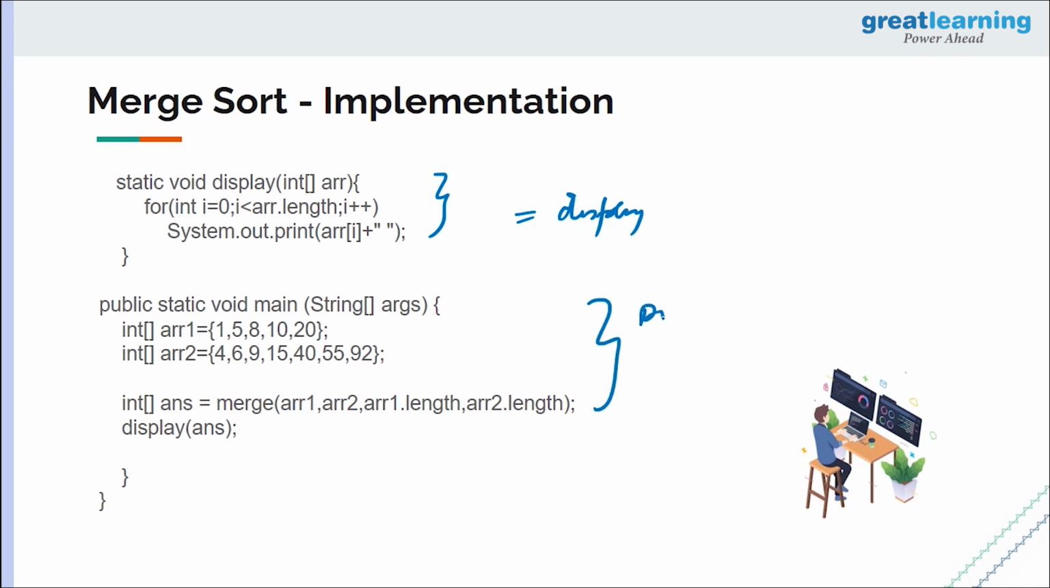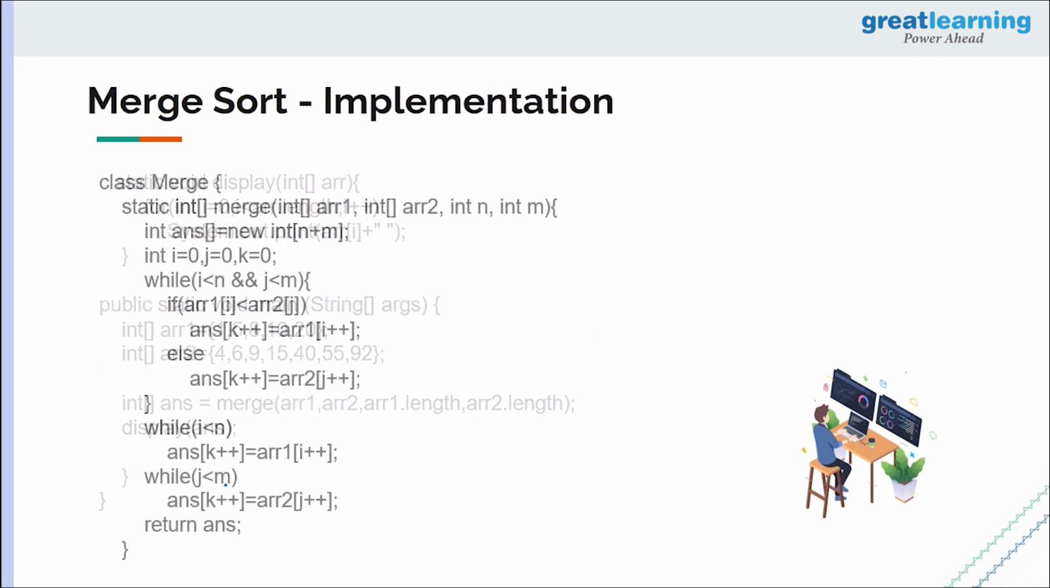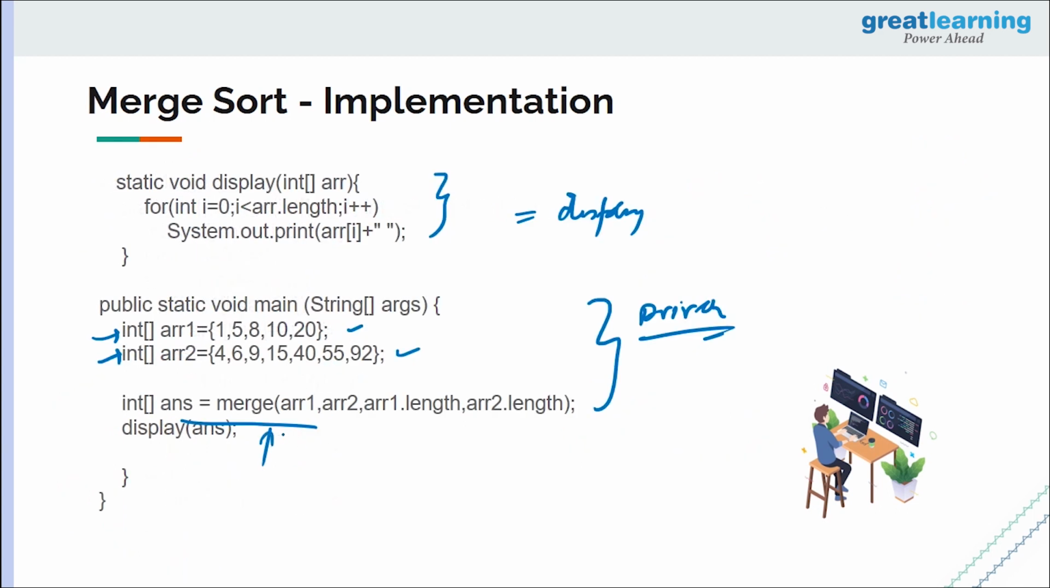This is your driver function, wherein you are just declaring and initializing your arrays. This is your one array, this is your two array, and then you're calling this merge function directly, because we have this static function over here, so we don't need to create objects. So we are directly calling merge, passing the arrays and the lengths of these two arrays, and then finally we are displaying the answer array, because we are returning something from this function and storing it in this array, and then finally we are printing out all the elements that are sorted in our answer array.